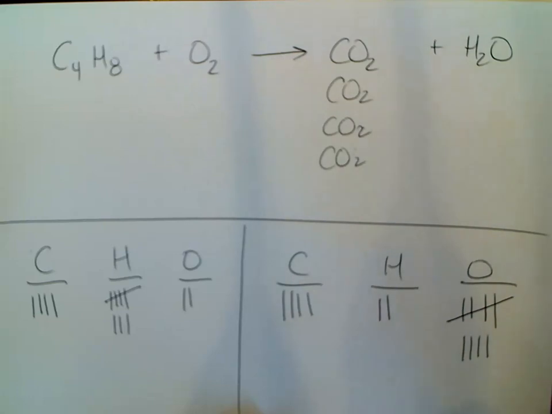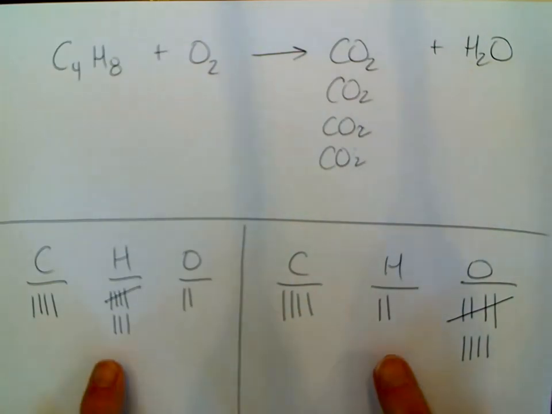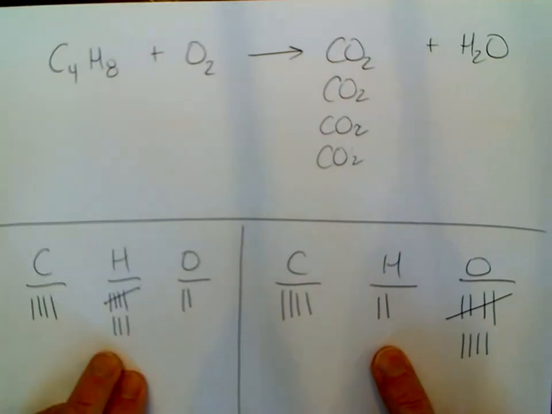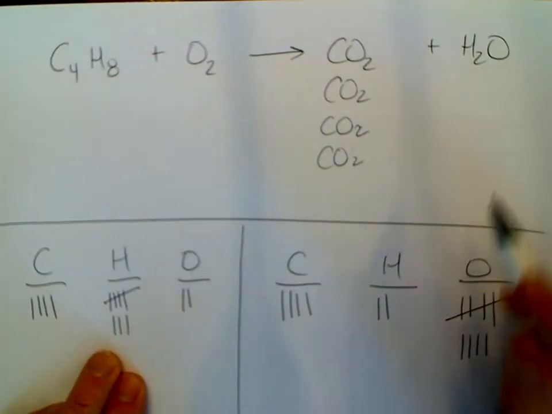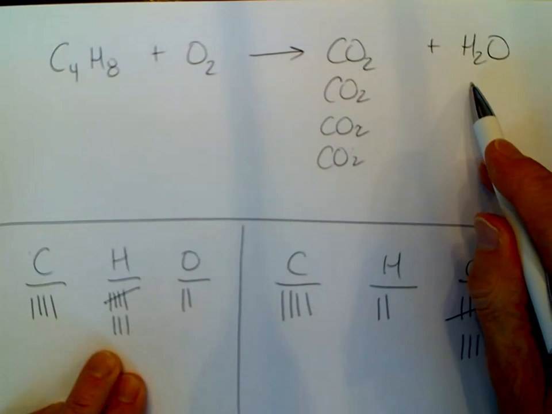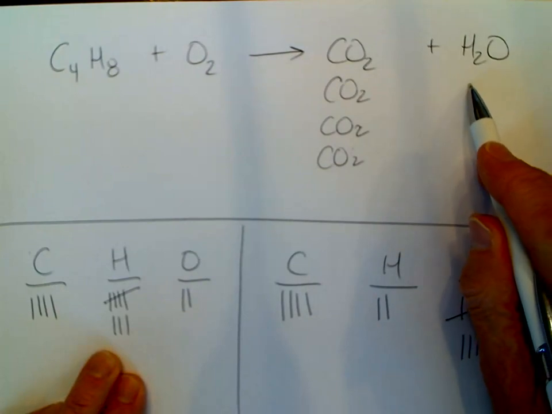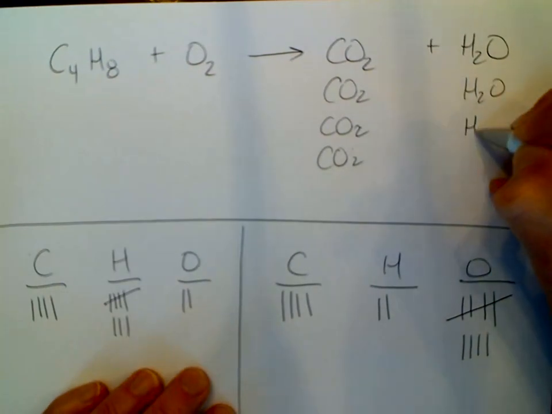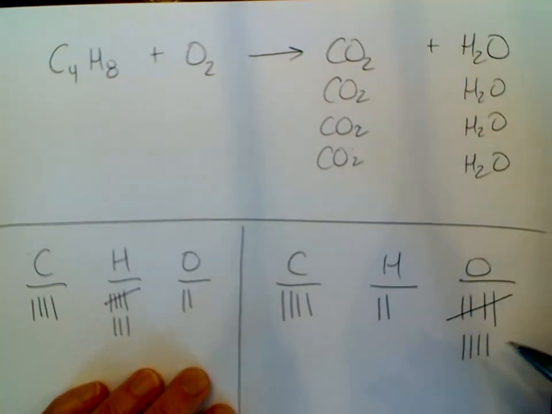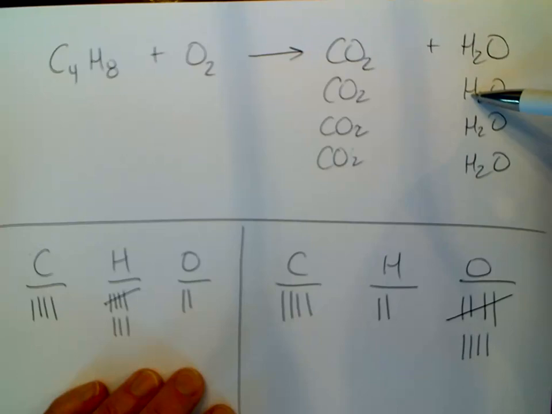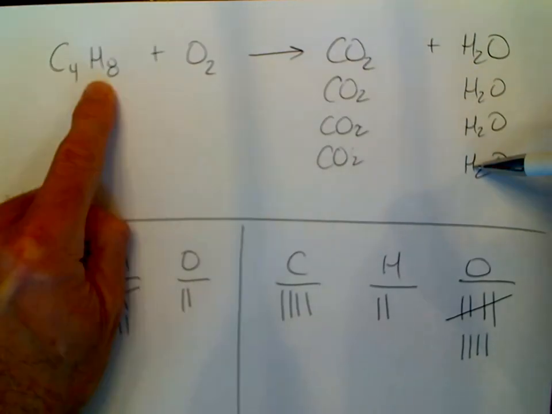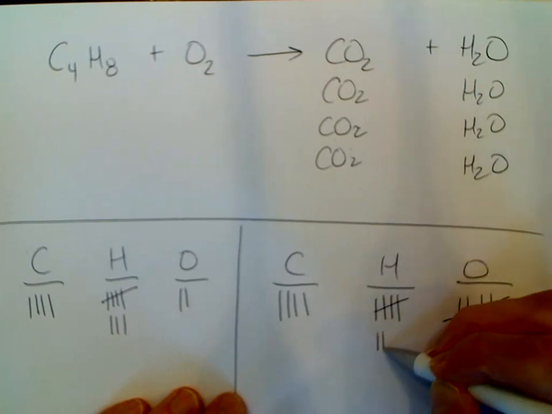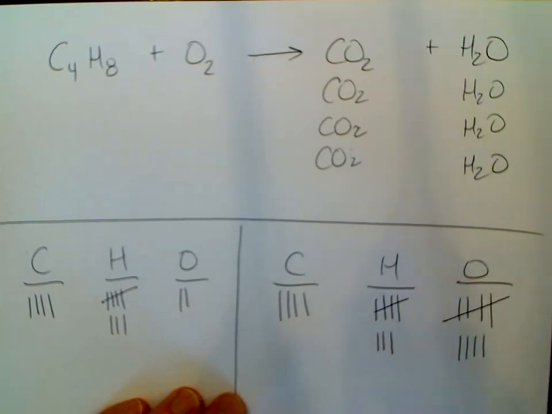And let's see, my hydrogens are still good. Okay. There's a mismatch here, right? I got 8 hydrogens over here. I only got 2 over here. I'm going to need a bunch of water. That's the only place I can get hydrogen out. I need 8 of them. So if I add 3 more water molecules, well, let's see. 2, 4, 6, 8, and 8. That balances. So now I have 8 hydrogens, but I messed my oxygens up, of course.